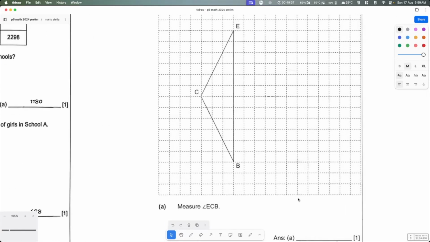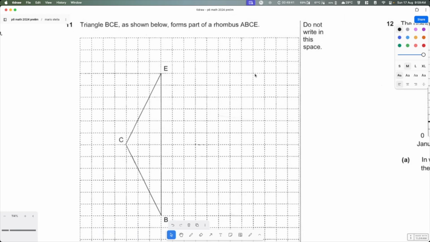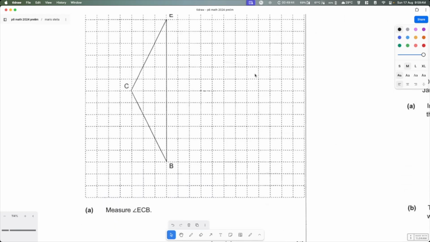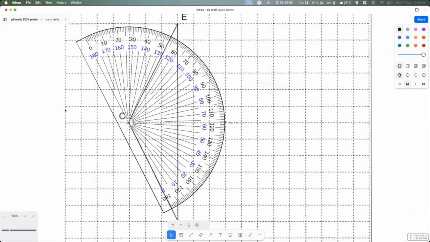Right, so triangle BCE, as shown below, forms a part of a rhombus ABCE. Measure ECB. Okay, so we can take out our protractors. Right, so I got my protractor out.